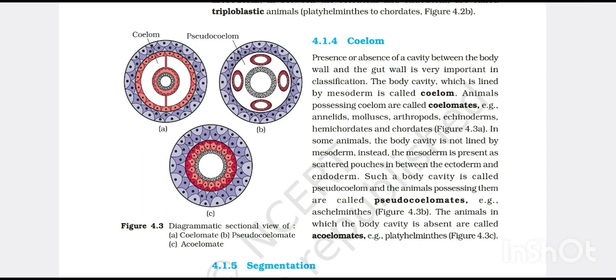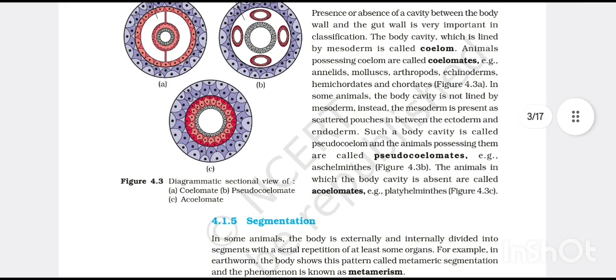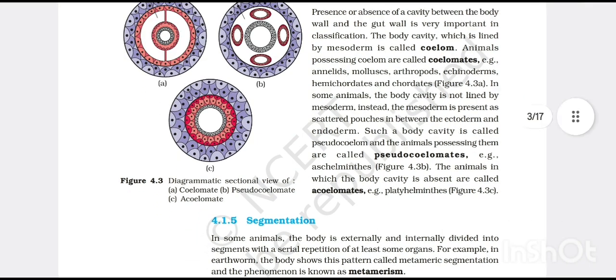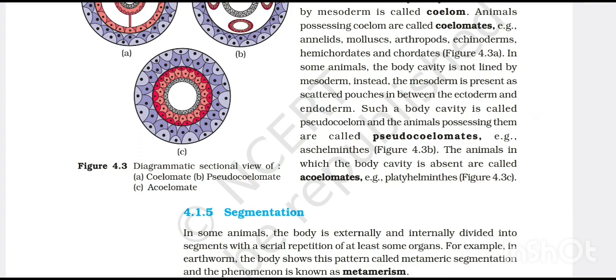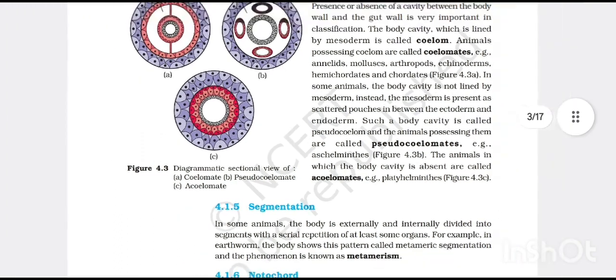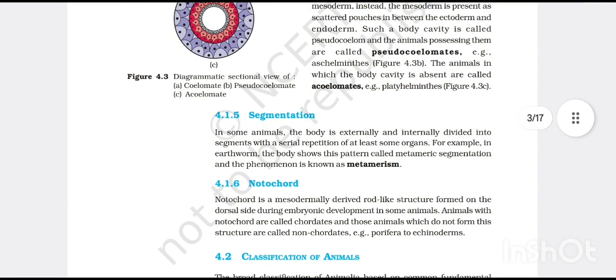In some animals, the body cavity is not lined by mesoderm. Instead, mesoderm is present as scattered pouches between ectoderm and endoderm. Such a body cavity is called pseudocoelom, and the animals possessing it are called pseudocoelomates. Example, Aschelminthes. The animals in which the body cavity is totally absent are called acoelomate. For example, Platyhelminthes.